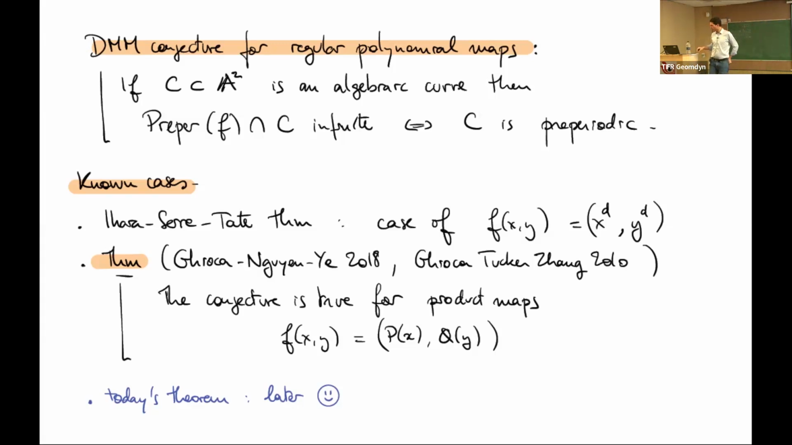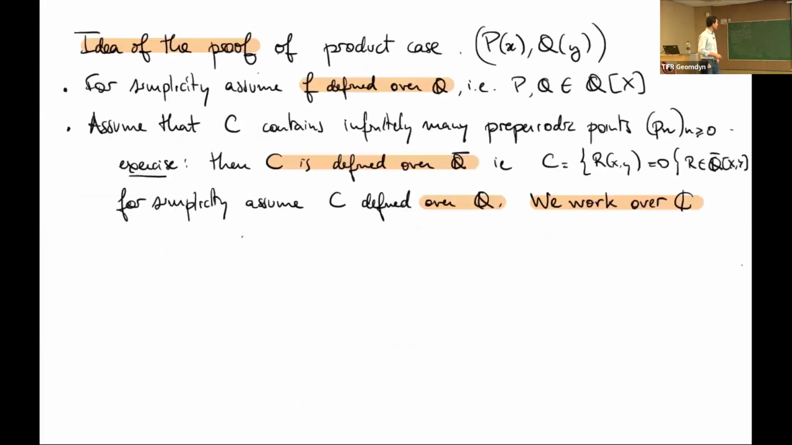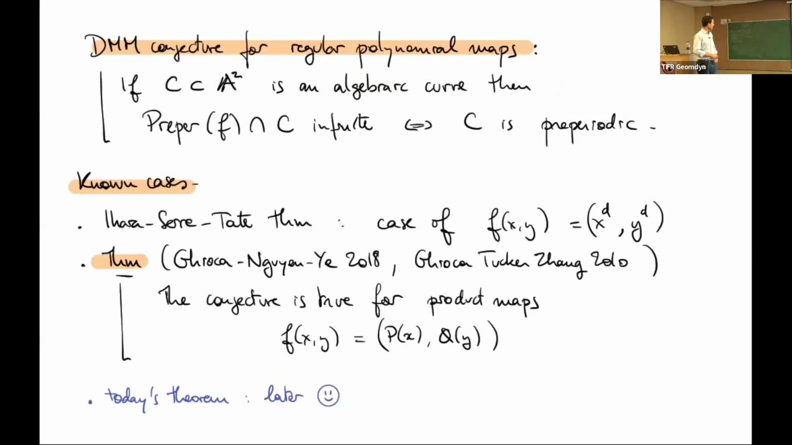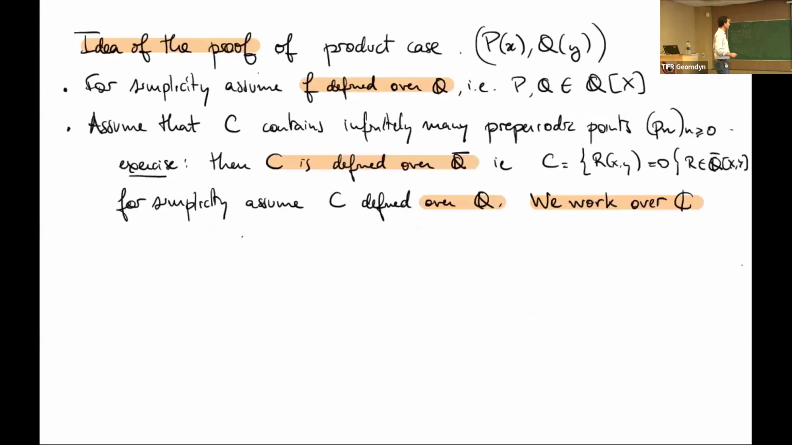Okay, so before going to our theorem, I would like to say a few words about the proof of this theorem here, and explain how you deal with such a thing. Let me explain the idea of the proof of this product case. For simplicity, as I said, the proof is true when f is defined over any field of characteristic zero, in particular the field of complex numbers. But here, I will assume that f is defined over the rational numbers. That will simplify the proof.